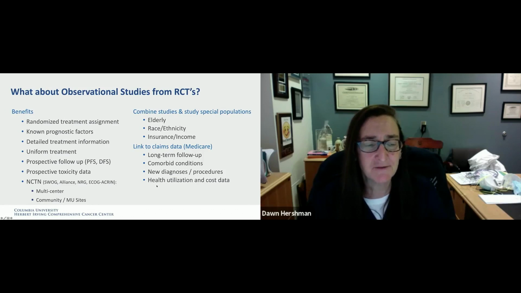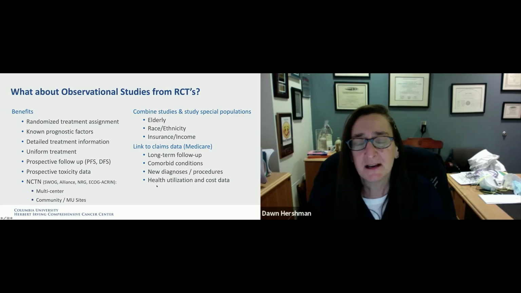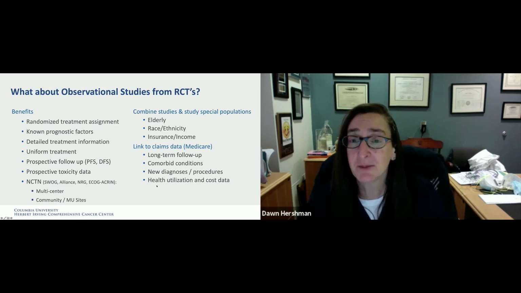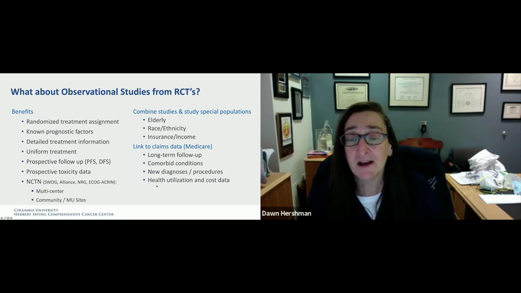And especially if you use large clinical trial networks, you can have increased generalizability because patients are enrolled in multi-center studies all throughout the country from both community and academic sites. The other advantage is that you can use these large trials to look at special populations, such as the elderly, or by race, or by insurance status, by combining results of multiple different clinical trials, so you can have larger numbers.